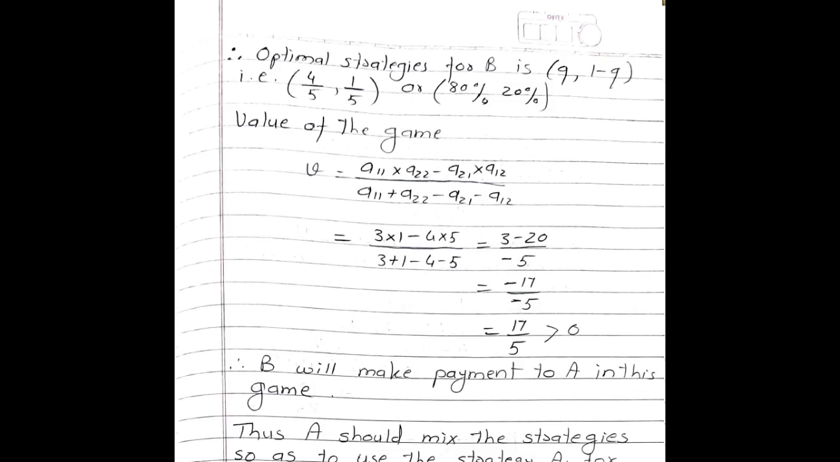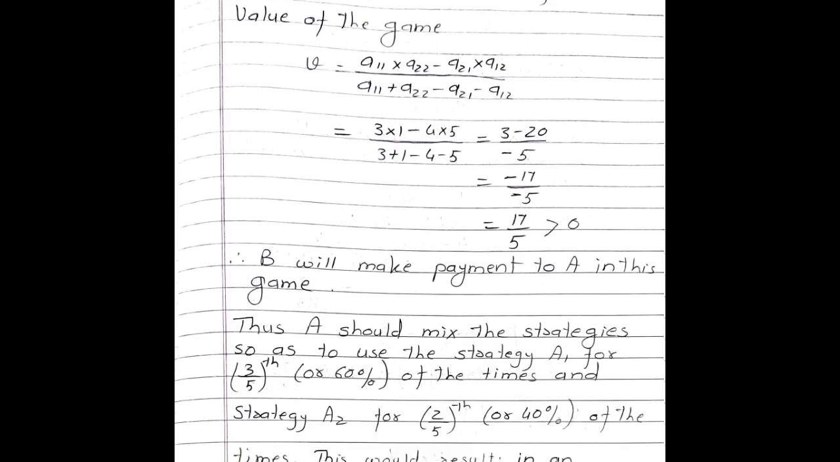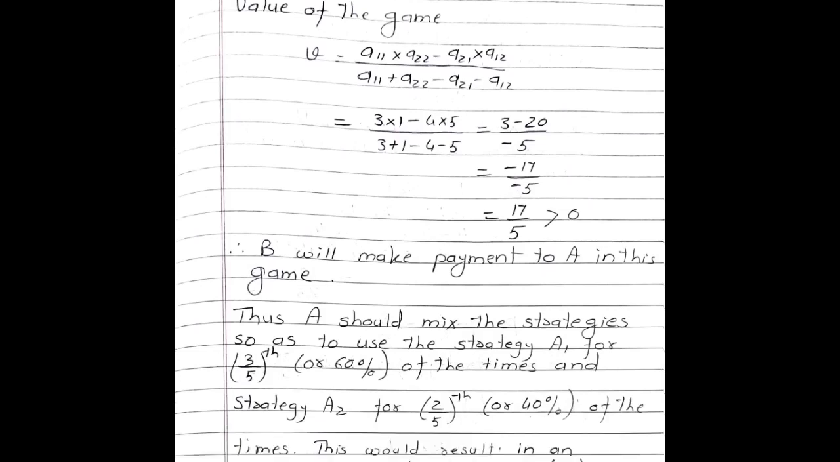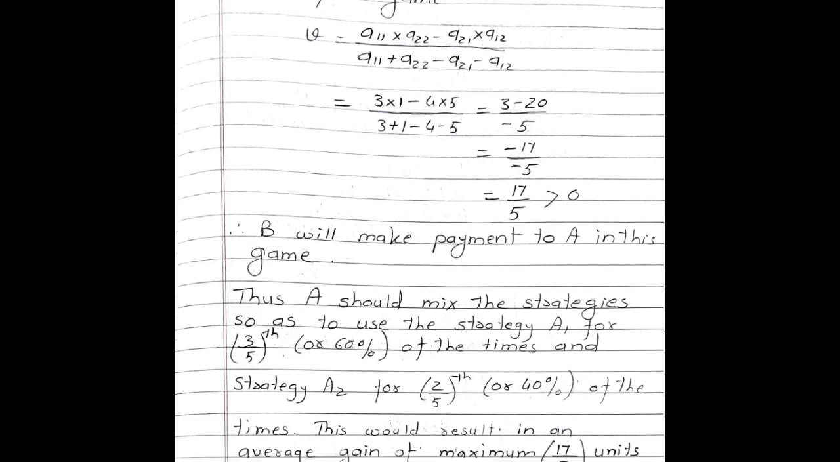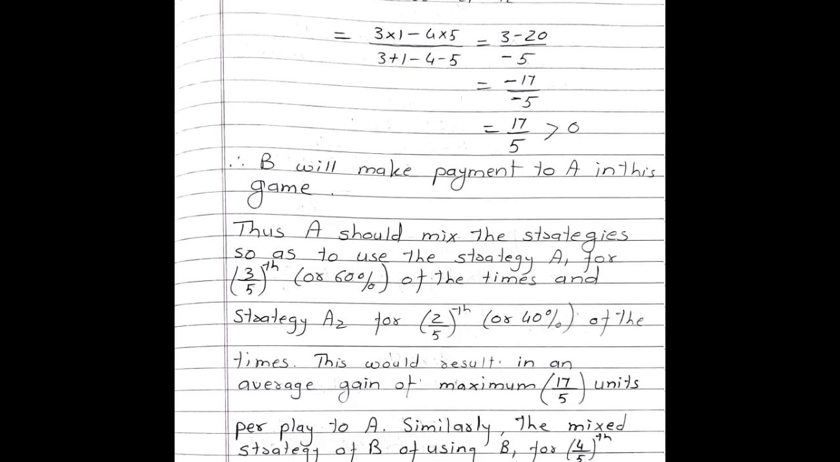Thus, A should mix the strategies so as to use strategy A1 for 3/5 of the times, that is 60% of the times, and strategy A2 for 2/5 of the times, that is 40% of the time. This would result in an average gain of maximum 17 by 5 units per play to A.